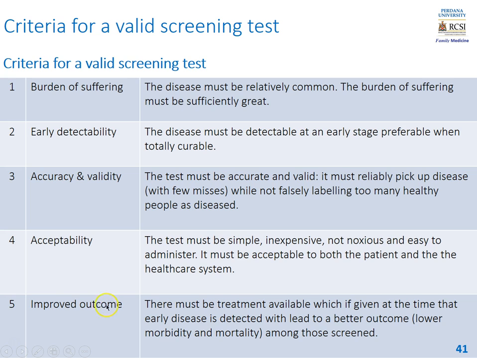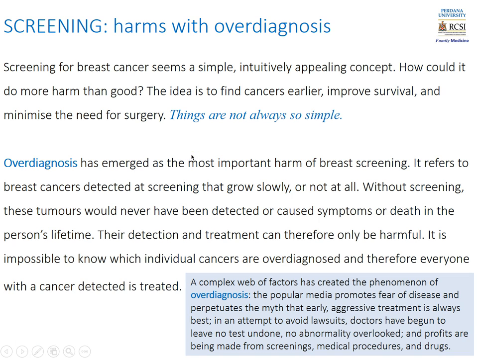There should be evidence that there's improved outcome if this condition is picked up early. One of the difficulties with screening, for example, is the concept of overdiagnosis. So this is quite common in breast cancer screening and in prostate cancer screening. And actually it's emerged as the most important harm of breast screening.